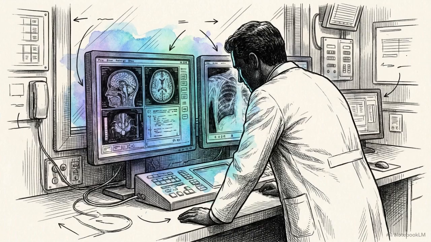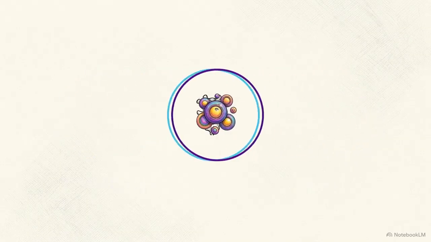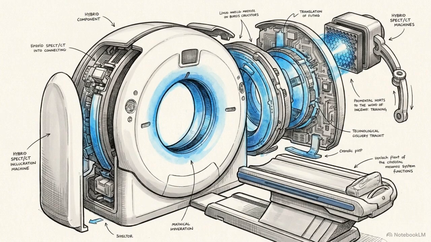SPECT imaging is an exercise in strict constraint management. By marrying the structural precision of transmission data with the functional mapping of emission data, radiologists overcome the limits of single-photon physics to map the body's hidden machinery.